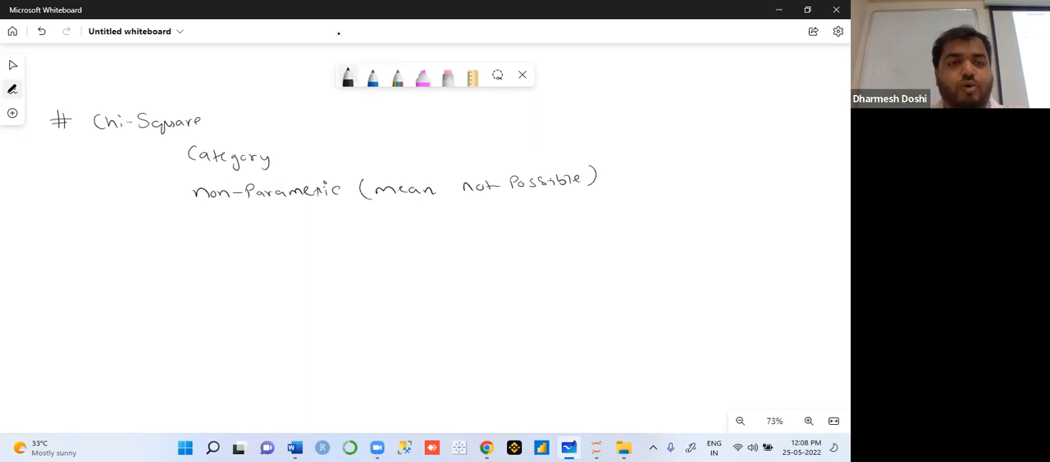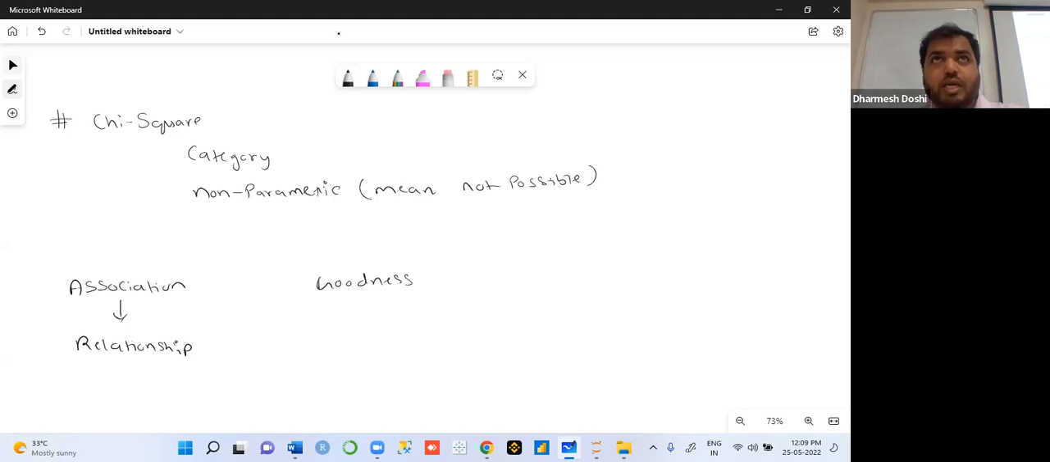Next, we have three types of chi-square. We have done two. One is the chi-square test of association. Second, goodness of fit. Association is used to check the relationship, whether they are related or not. When checking a relationship between two variables, like religion having an impact on the selection of parties, we use this. And can I say we check a relationship column-wise?